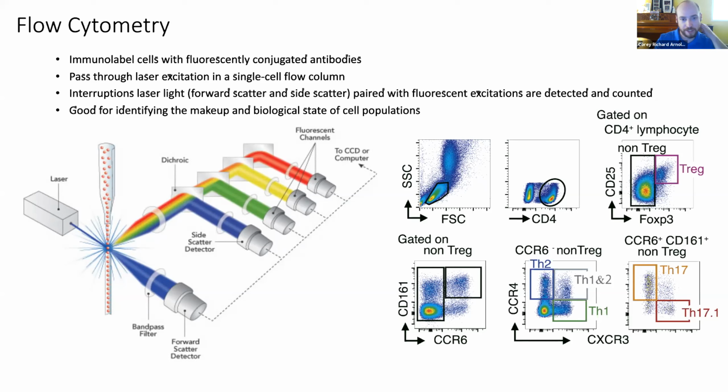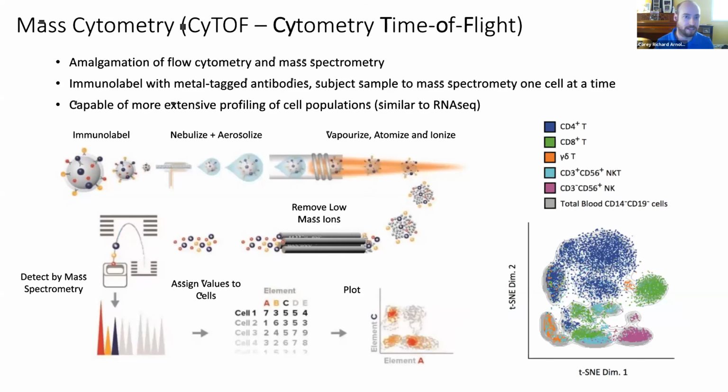So flow cytometry is a huge mainstay, but it does have some limitations, and a lot of those are overcome by something called mass cytometry, otherwise known as CyTOF. Mass cytometry is kind of an amalgamation of flow cytometry and mass spectrometry. And you immunolabel cells, instead of with fluorescently tagged antibodies, with metal tagged antibodies, and then subject these cells to a mass spectrometry workflow. And so that has a lot of cool words when you're talking about mass cytometry.